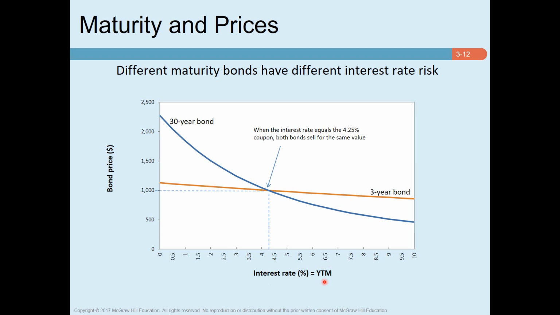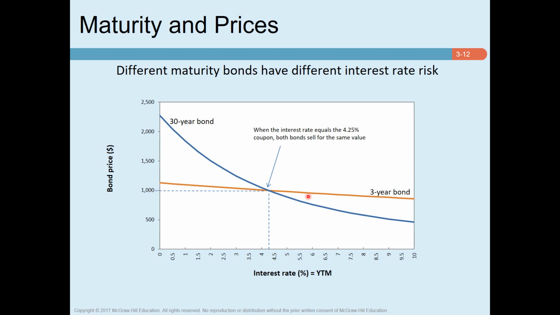The yield to maturity, our measure of interest rate on a bond, is defined as the discount rate that explains the bond price. So when bond price falls, interest rate or YTM rises. That means when YTM rises, bond prices must fall.